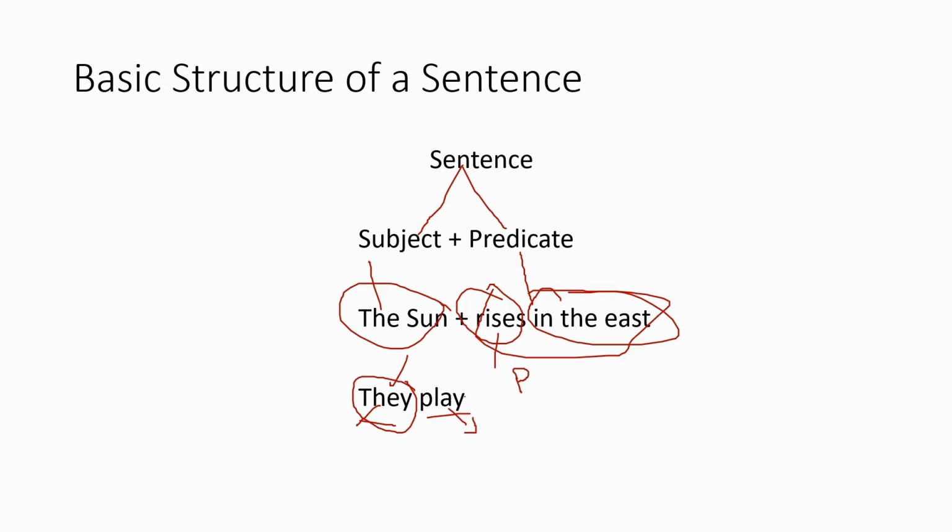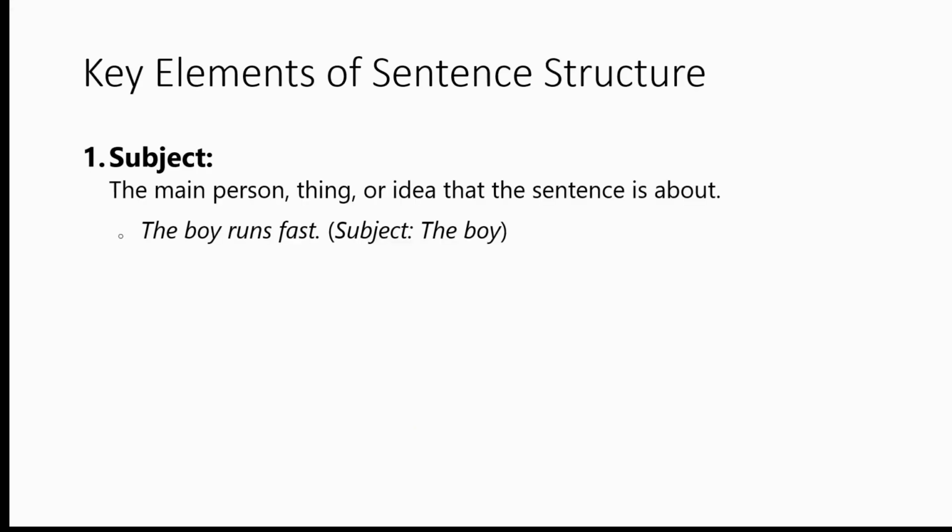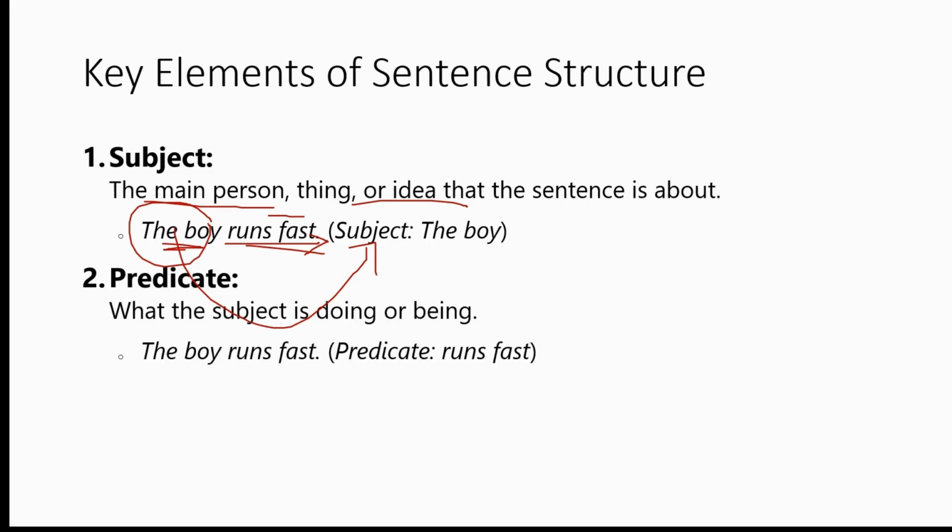Now we will discuss the elements of sentence structure. Then we will talk about types of sentence structure. If we talk about the elements, as we have talked about in the first sentence, a simple sentence has one subject and one predicate. So look at this one. The main person, thing, or idea in a sentence is called subject. About what is being said is called subject. For example, the boy runs fast. So who runs fast? Boy. So this is all about the boy. So boy is a subject.